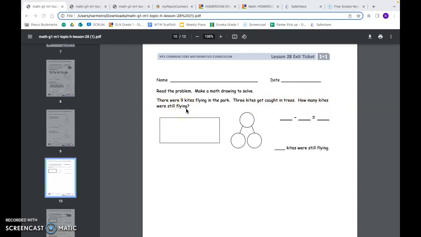All right, friends, so take this information, draw a quick sketch, fill out your number bond to match that quick sketch, write your number sentence. Remember, when we have subtraction, whole minus part equals part. Okay, and when you solve for that missing part, that's what's going to go down here as your answer. Blank kites were still flying.